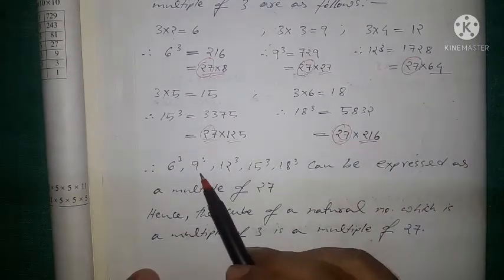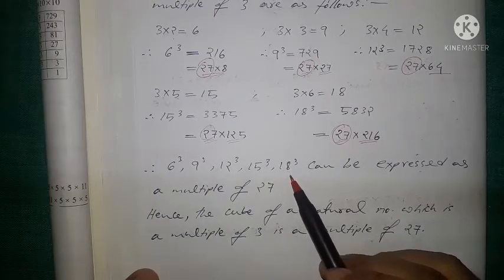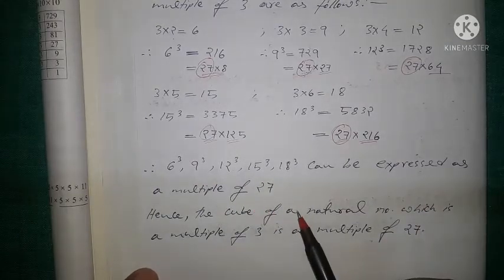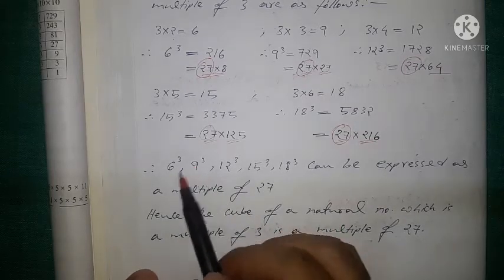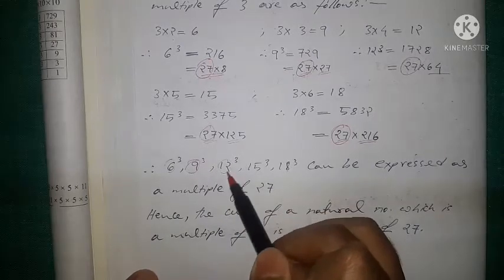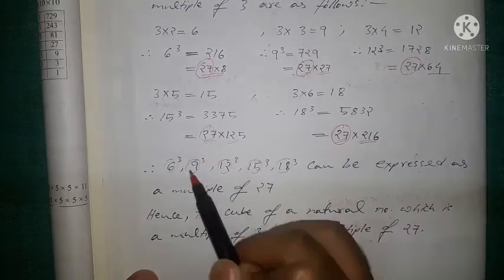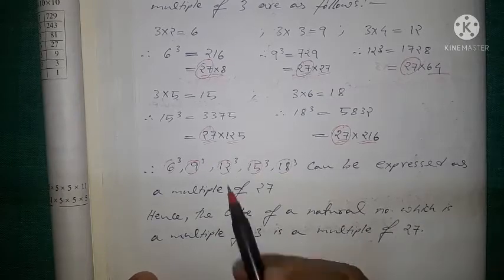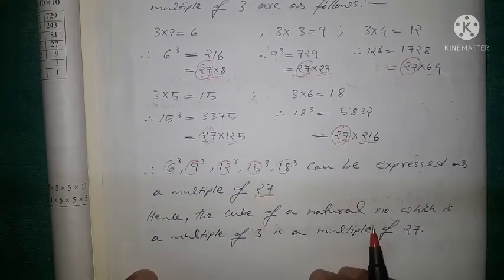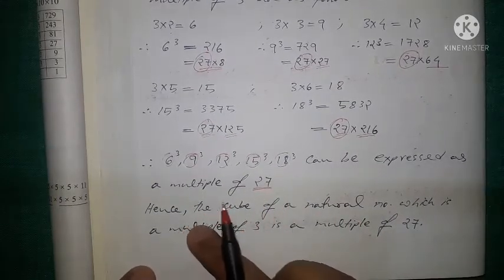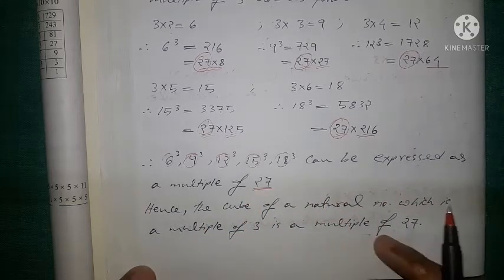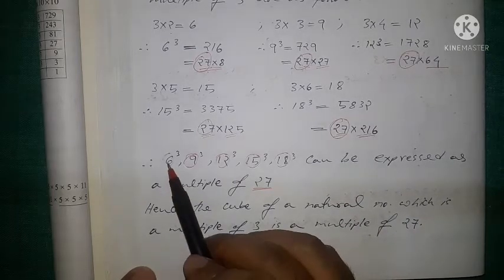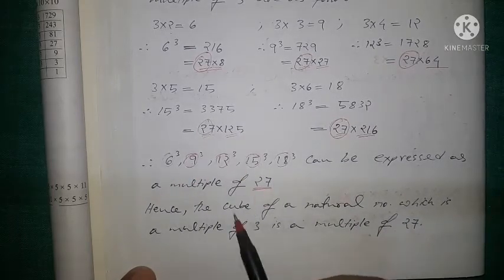So 6 cube, 9 cube, 12 cube, 15 cube and 18 cube can all be expressed as multiples of 27. These are natural numbers which are multiples of 3, and their cubes can be expressed as multiples of 27. Hence we conclude that the cube of a natural number which is a multiple of 3 is a multiple of 27.